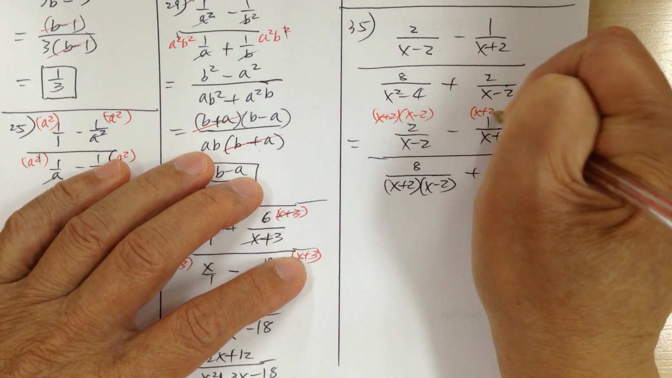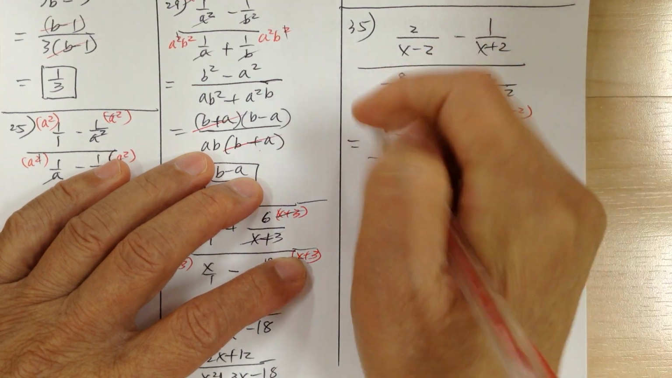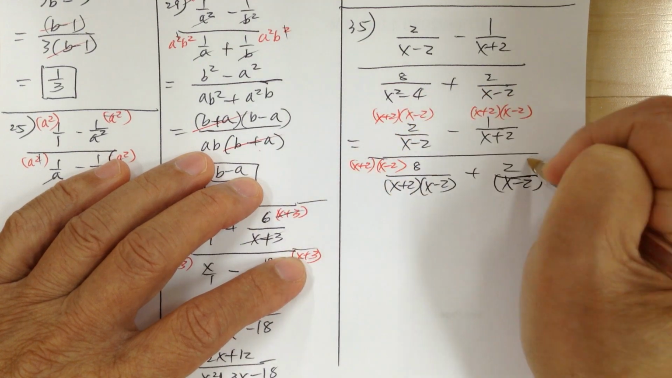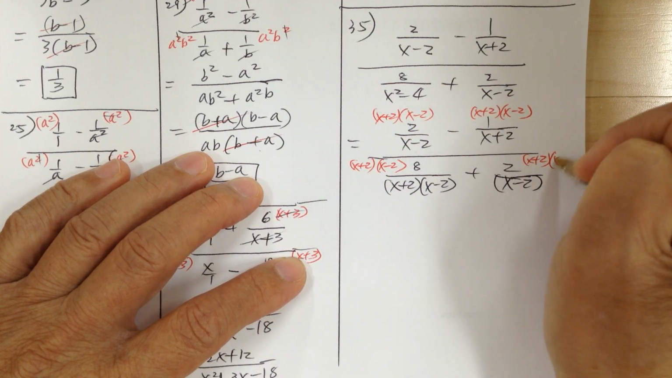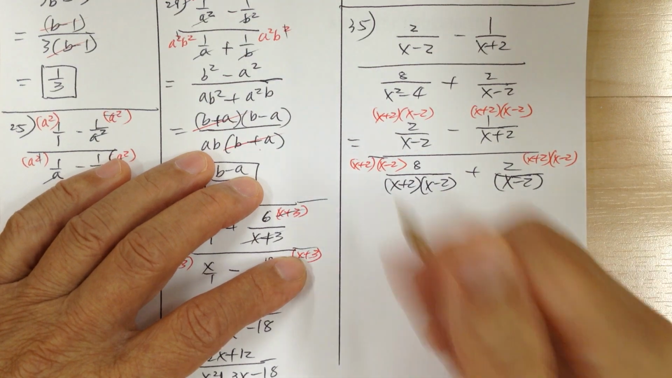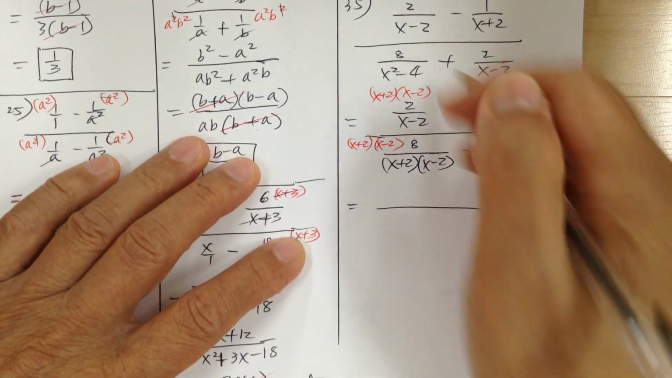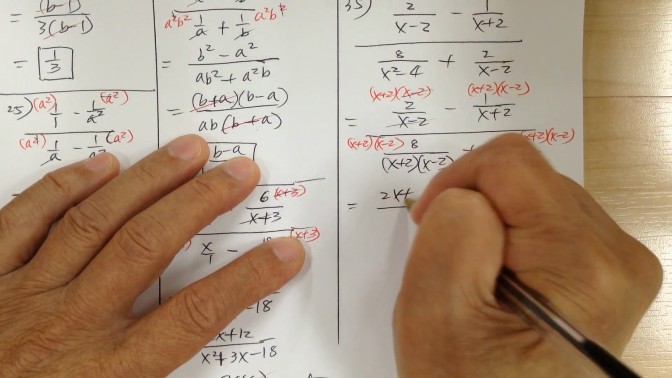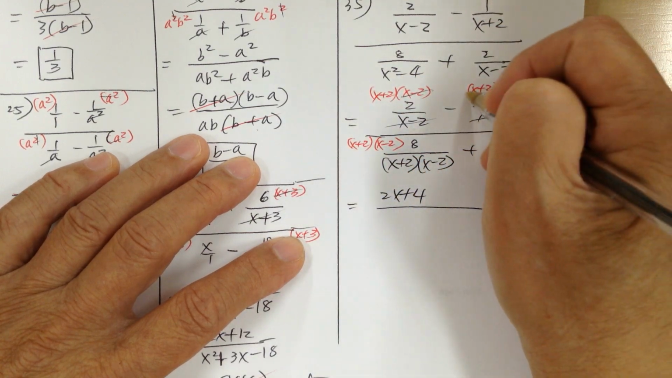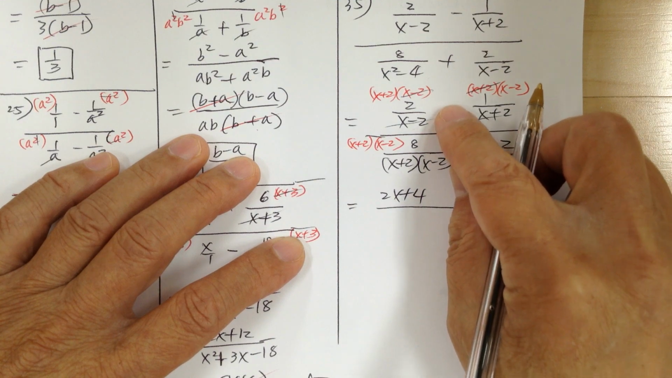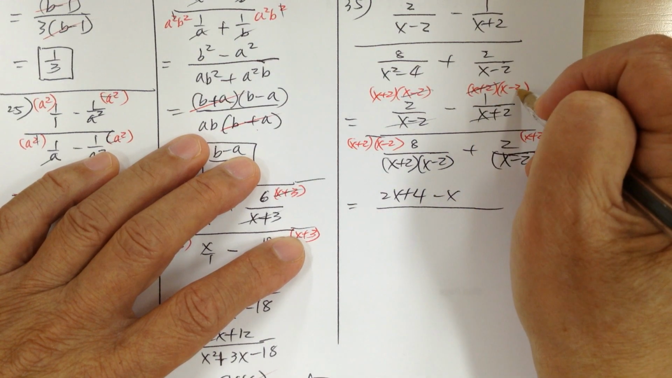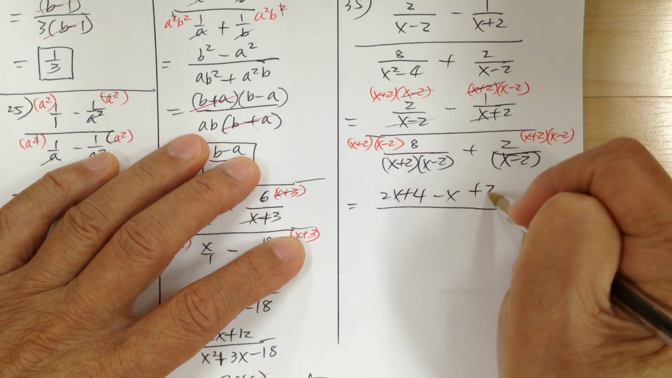So x plus 2, x minus 2. Let's see what we got. This cancels with this, so when you multiply, you get 2x plus 4. This one you cancel, but you have to be careful. That's a minus. So it would be minus x minus negative 2, so it would be plus 2.